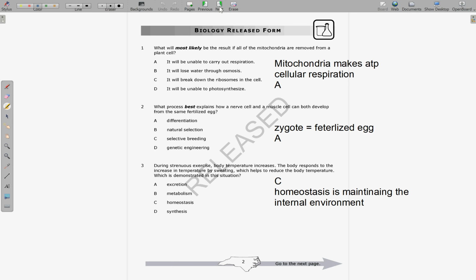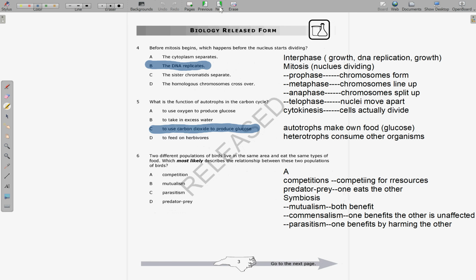Just vocabulary, zygote is a fertilized egg. So the reason that we can get multiple different kinds of cells from a zygote is differentiation. Homeostasis is the maintaining of the internal environment. Everything your body does, from sweating to shivering, yawning, all of these things are to maintain homeostasis.